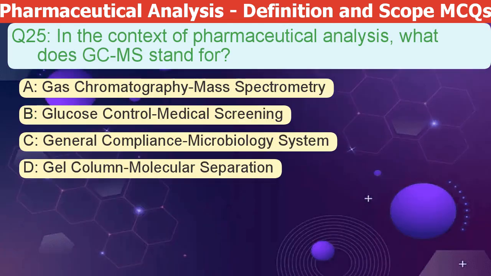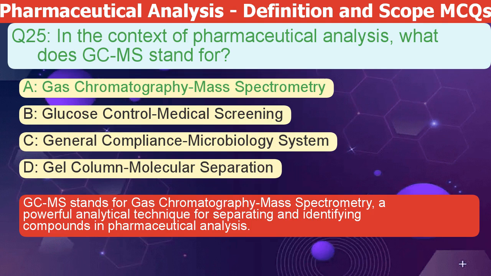In the context of pharmaceutical analysis, what does GCM stand for? A. Gas chromatography mass spectrometry. B. Glucose control medical screening. C. General compliance microbiology system. D. Gel column molecular separation. The correct answer is A. GCM stands for gas chromatography mass spectrometry, a powerful analytical technique for separating and identifying compounds in pharmaceutical analysis.